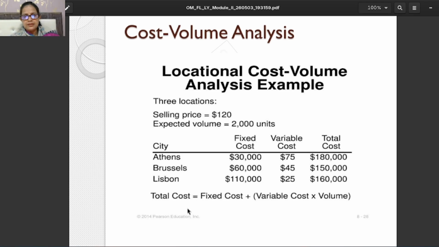So what is the method of calculating total cost? Total cost is equal to fixed cost plus variable cost into the volume of production. Suppose for Athens, fixed cost is 30,000, plus variable cost. For one unit of production, the variable cost is 75. So 75 into 2000 we are producing. So 75 into 2000 we need to calculate. Then we can find the total cost.